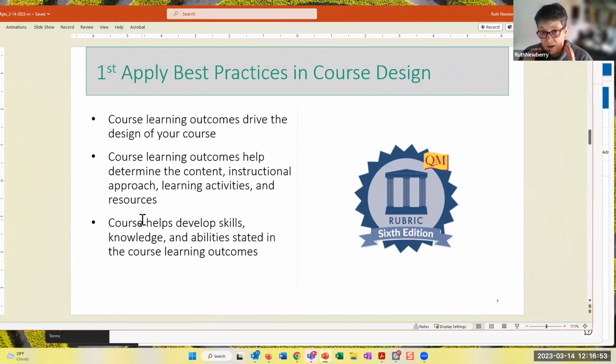So the intent of the course in Quality Matters is really, are we developing the skills, knowledge, and abilities of our students? So that's just a best practice always to apply, no matter how you're delivering the course. Online, again, in person, or kind of a flex or hybrid model.